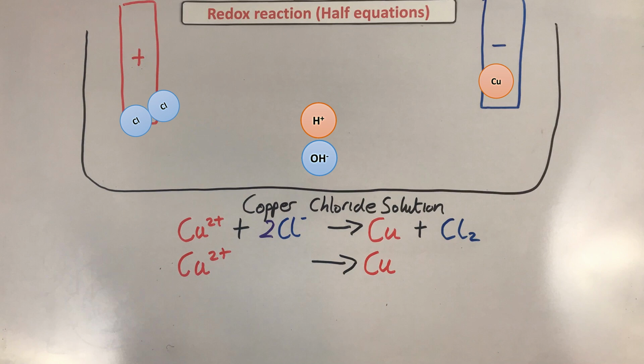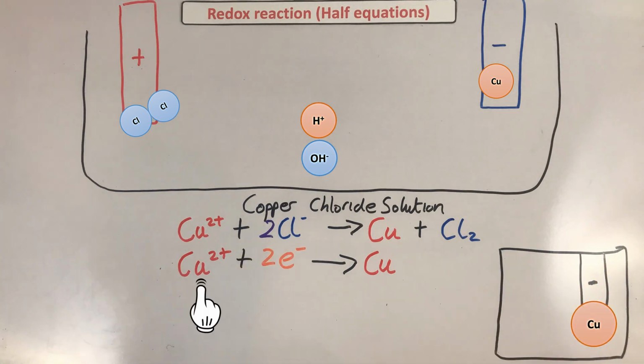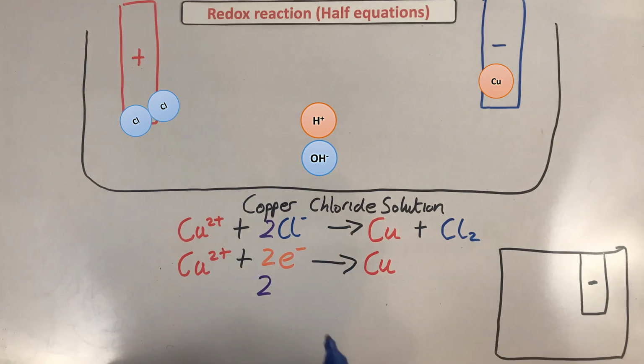To get rid of the 2 plus charge, I need to add more negative charges, so I need to add electrons, 2 to be exact. This is what happens at the cathode. The cation gains electrons.